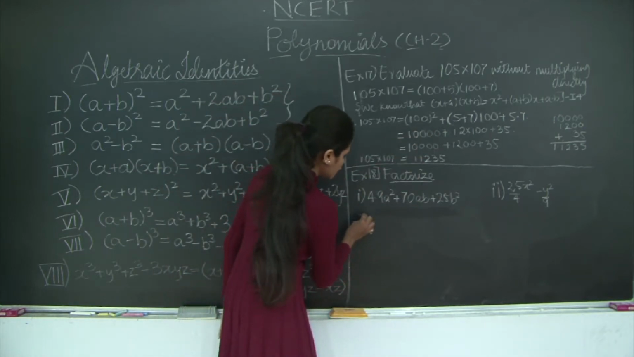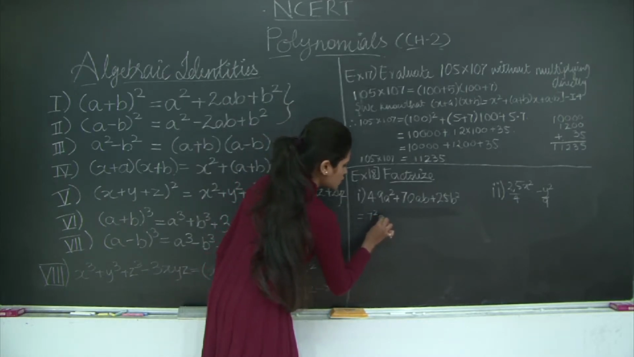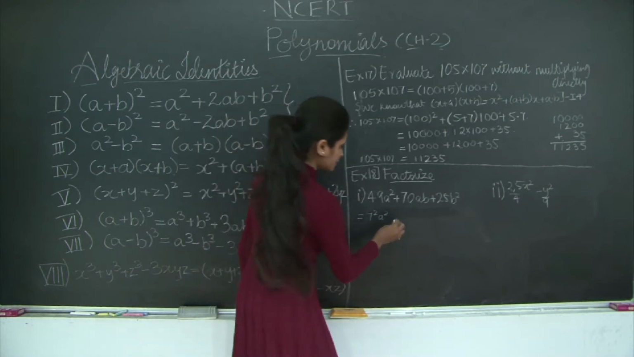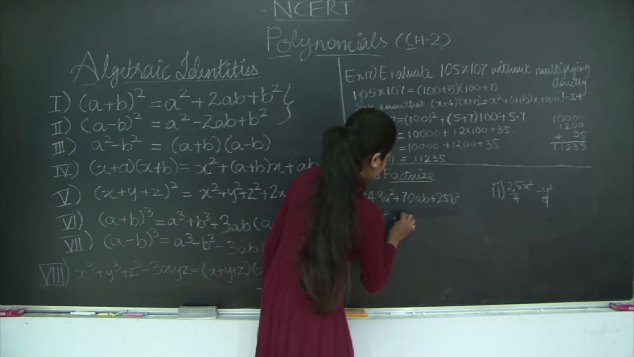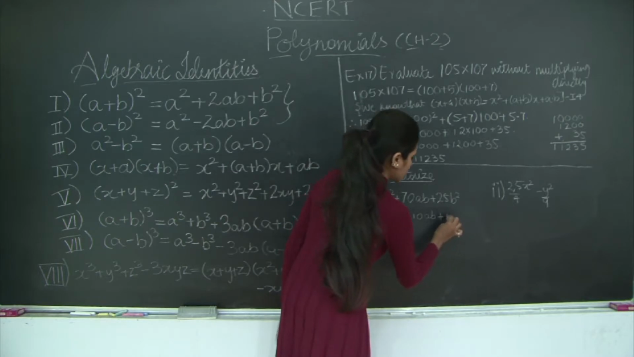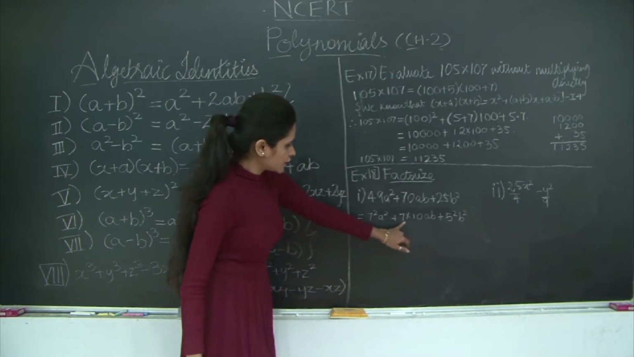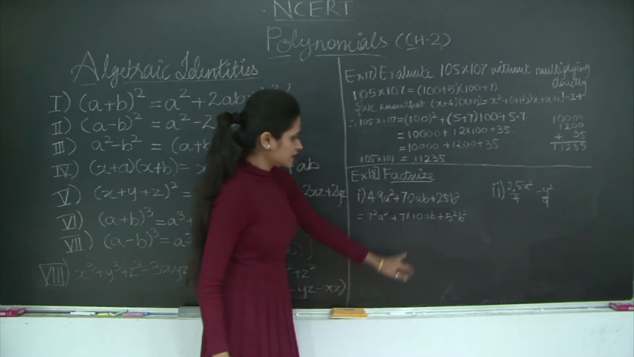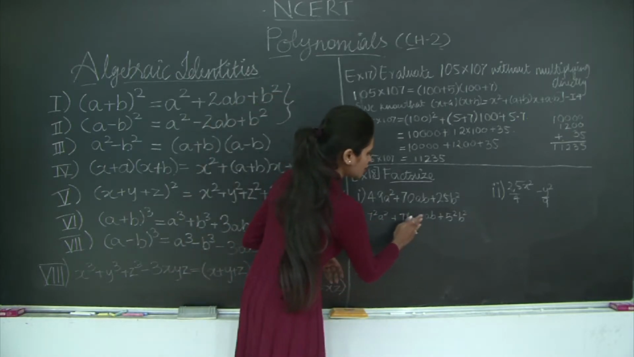So let's say 49a square can be written as 7 square into a square, right? Seven tens are 70, so 70ab can be written as 7 into 10 ab, correct? And 25b square can be written as 5 square b square. So you notice that you have the first term here 7 and 5 square, correct? But we have 10 over here. So how about splitting 10 further into 5 into 2?